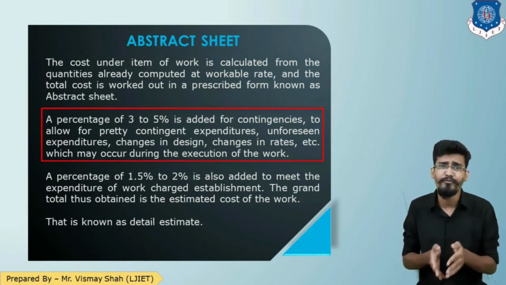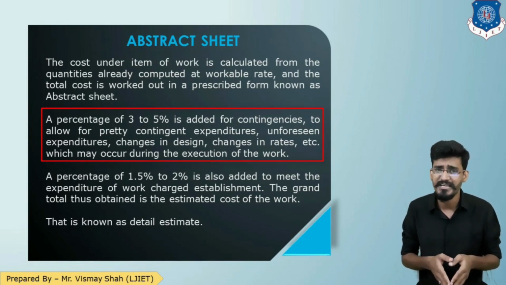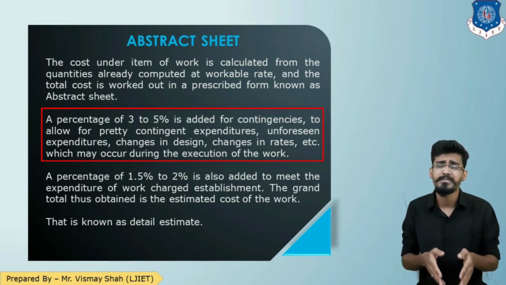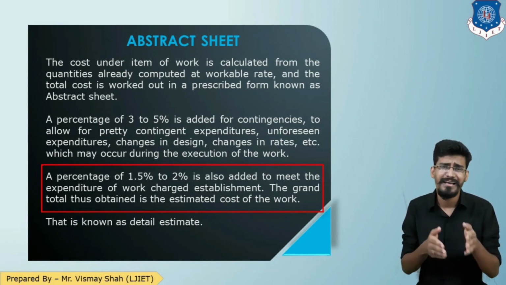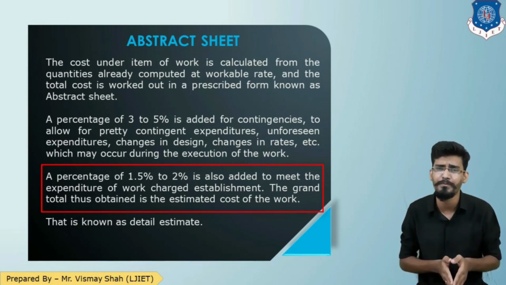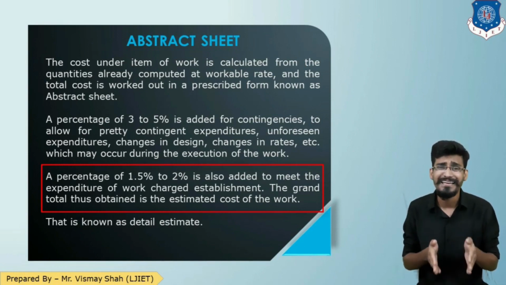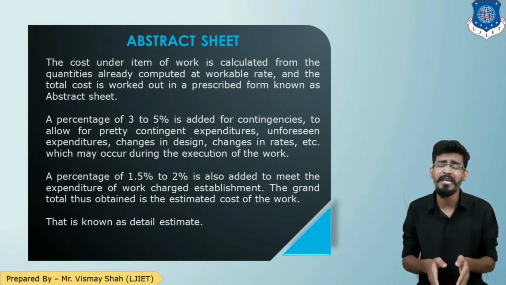A percentage of 3 to 5% is generally provided in the abstract sheet for contingencies, petty expenses, or unforeseen expenses which are bound to happen during construction, such as change in design, change in rates, etc. A percentage of 1.5% to 2% is generally added to meet the expenditure of work charge establishment. And the grand total of all of this, the original cost plus 3 to 5% of contingencies and 1.5% to 2% of work charge establishment, gives the total estimate or the total cost of the work. So this is how an abstract sheet is prepared.